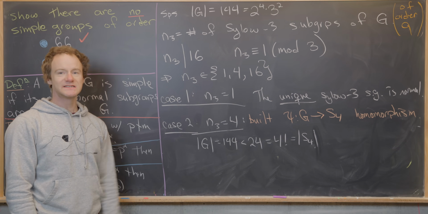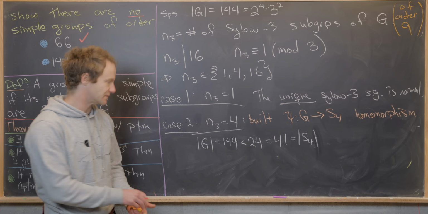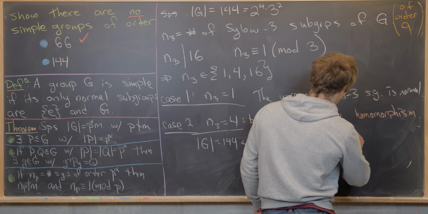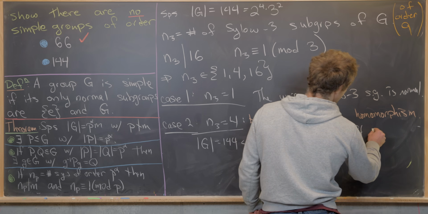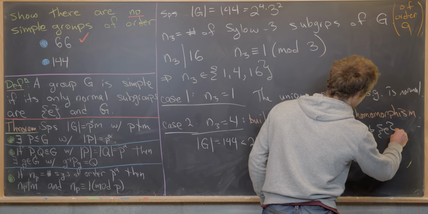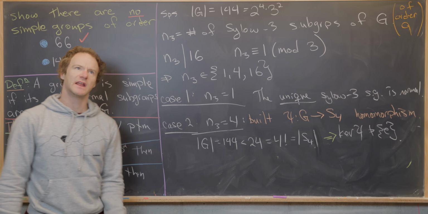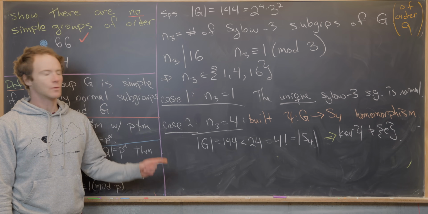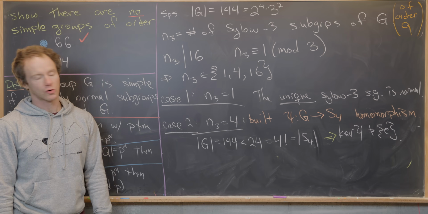But then this analysis together with the first isomorphism theorem will imply that the kernel of psi cannot equal just the identity element. In other words, this is not an injection. Okay, then why can't the kernel be the whole group?